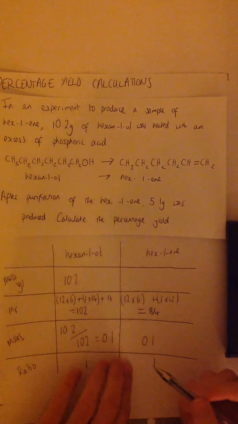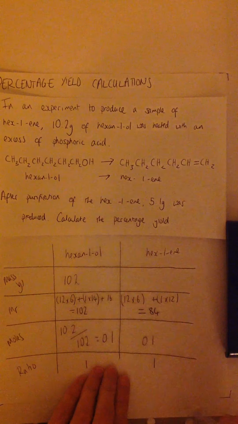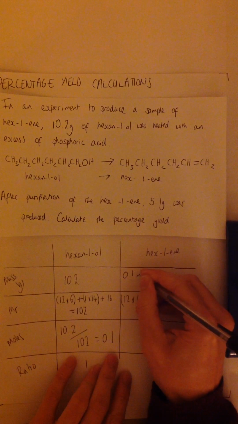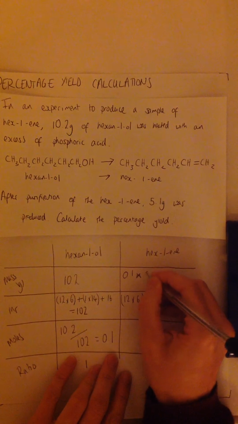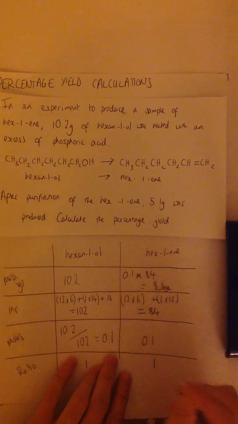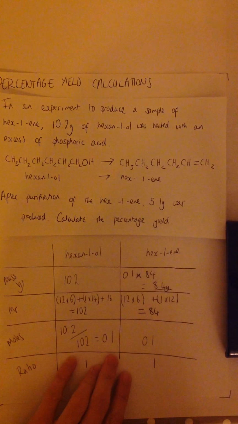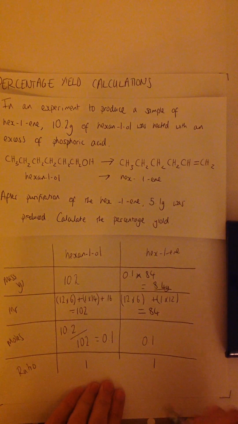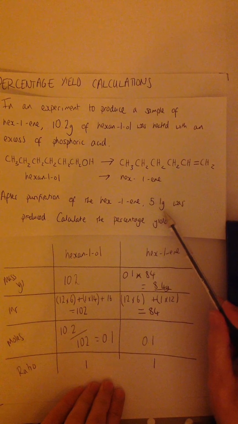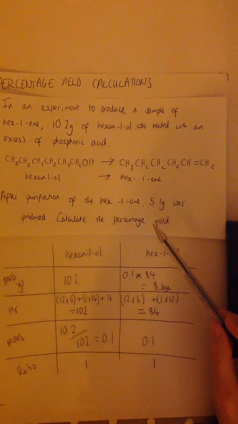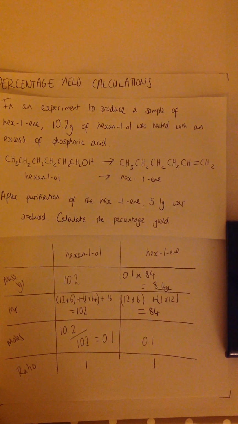Now I can work out the mass in grams by doing moles multiplied by the MR. So 0.1 multiplied by 84 gives me 8.4 grams. This is what we should get if our reaction was perfect. However, we're told that we actually only make 5.1 grams, and this is our actual yield. In order to work out the percentage yield, we have to do an extra part of our calculation.